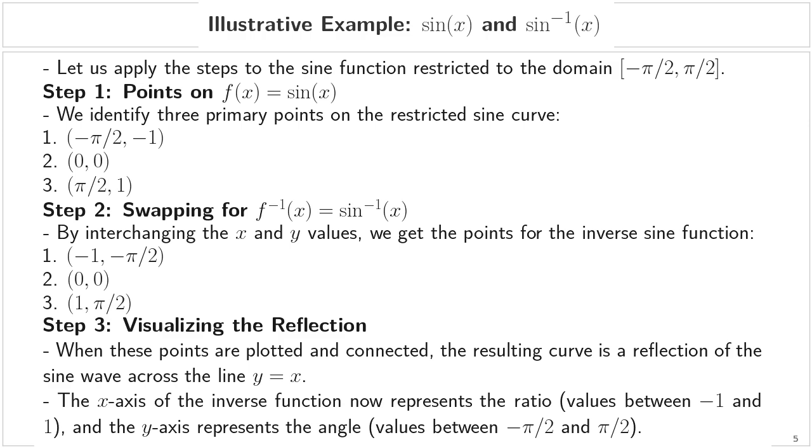When we plot these new points and connect them with a smooth curve, the resulting graph is a perfect mirror image of the sine wave across the line y = x. It is important to notice a fundamental shift here. The x-axis of the inverse function now represents the ratio, with values ranging between -1 and 1, while the y-axis now represents the angle, with values between -π/2 and π/2. Keep this distinction in mind, as in the next slide, we will discuss some common pitfalls, such as confusing this inverse function with a reciprocal.